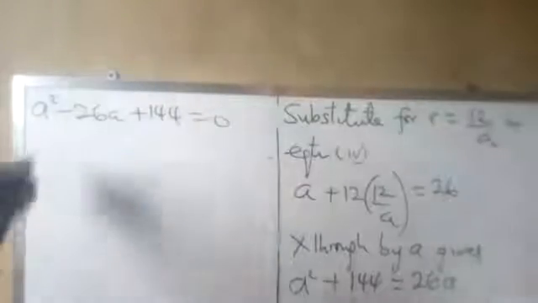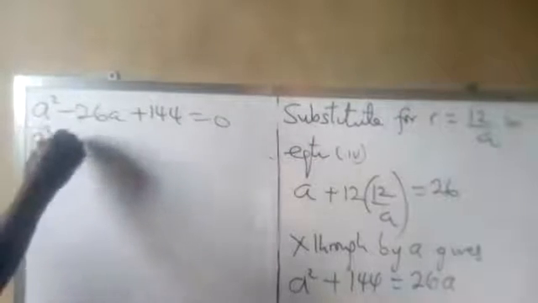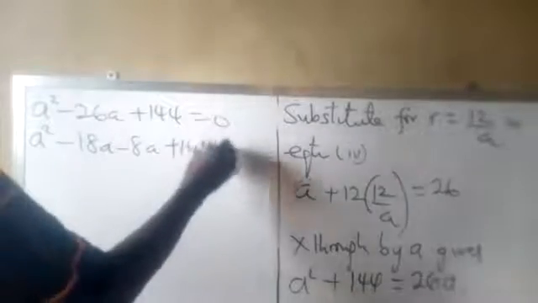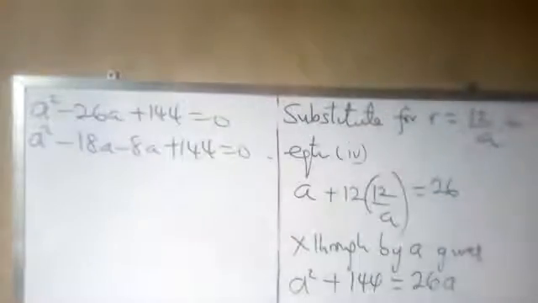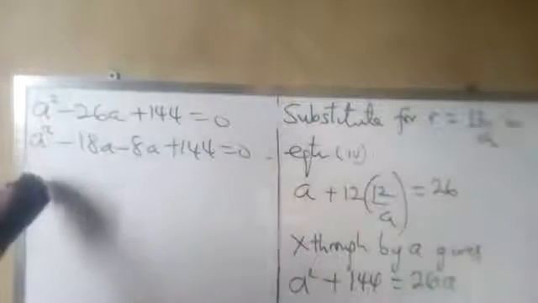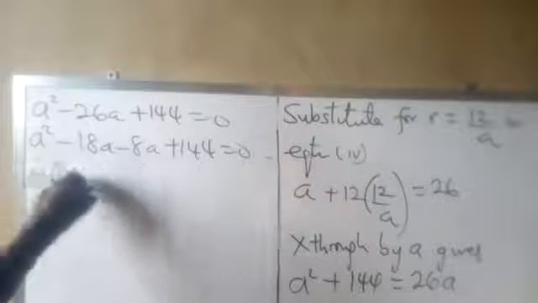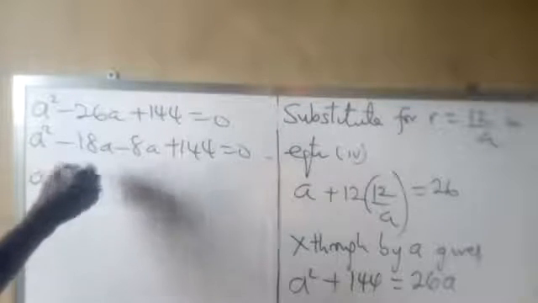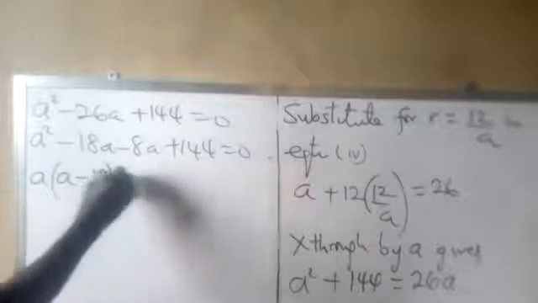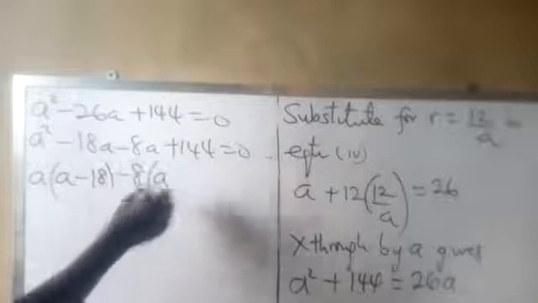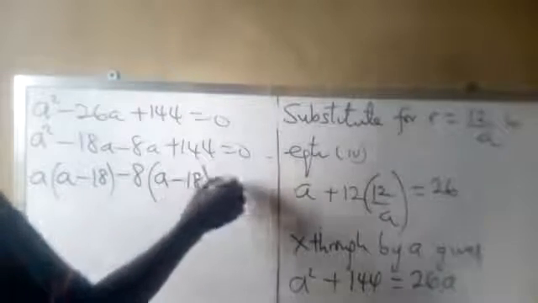So we now factorize. By factorizing, a squared minus 18a minus 8a plus 144 equals 0. I hope you understand. Can you still remember the process of factorization? Okay. Now a is common here. a into a squared, there we have a left. Then minus a dividing 18a, we have 18. Then minus what is common? 8 can go into 2. 8a will be left here. Plus 144 divided by minus 8, that's minus 18, is equal to 0.